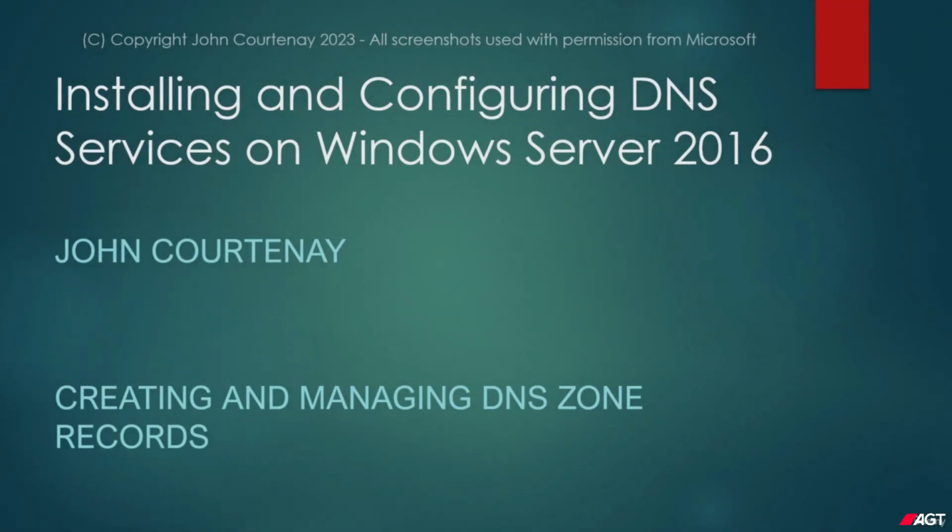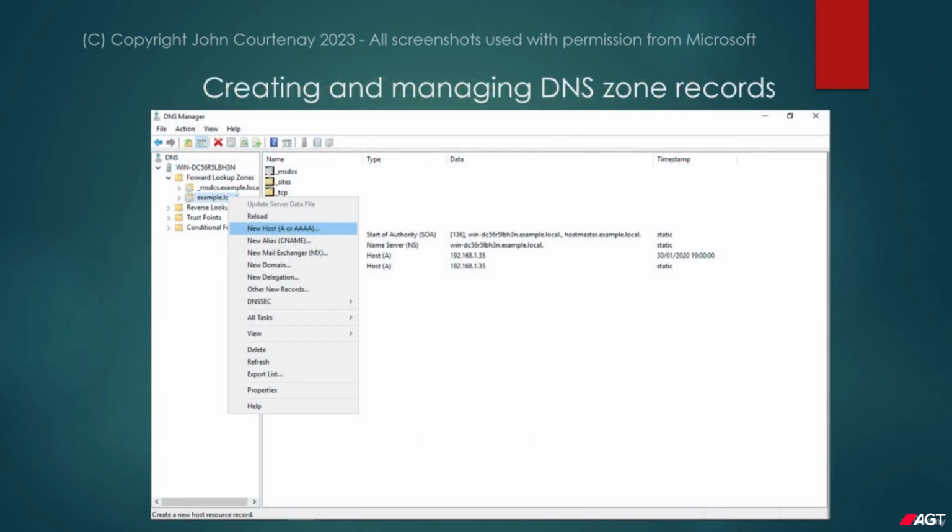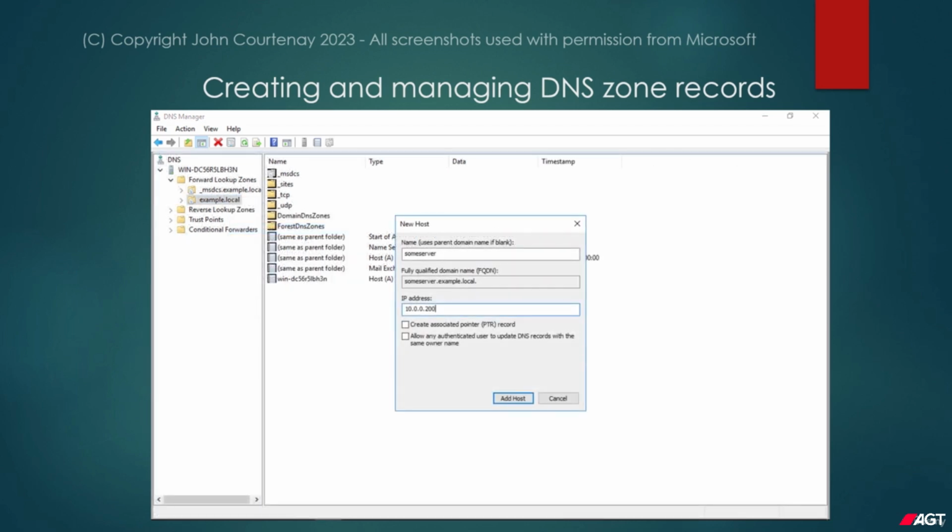With the DNS Manager console open, creating a DNS record is fairly simple. To do this, right-click on the zone where you want the record to go and select a record type from the list. For A records, right-click on the zone and click on New Host. You'll then be asked to enter the name and IP address for the new record. The Create Associated Pointer PTR record checkbox allows you to create a reverse record at the same time. This can be invaluable if you have a large number of records to create.